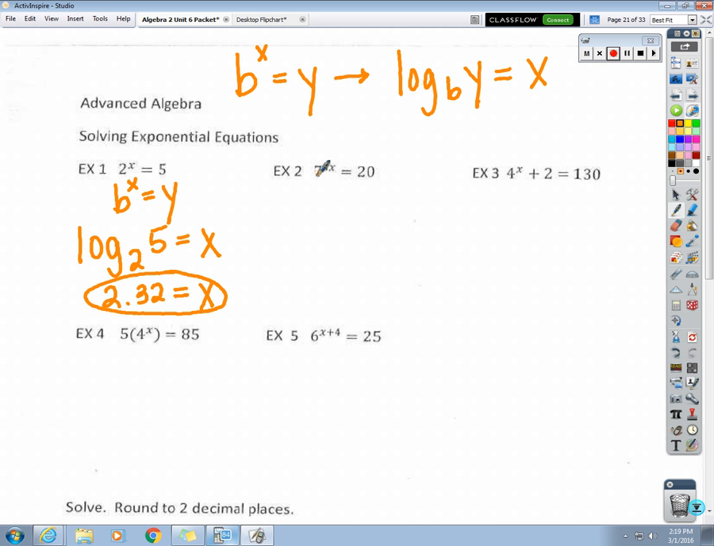Okay, so let's look at example 2. Isn't this in the form b to the x equals y? So when we rewrite it in log form, what's our base? Okay, now what do you think I'm going to do? Well, let's go ahead and evaluate this. Log base 7 of 20.